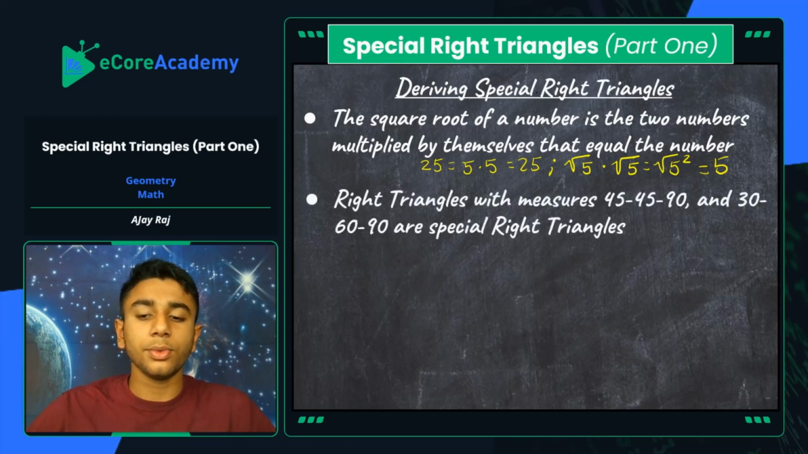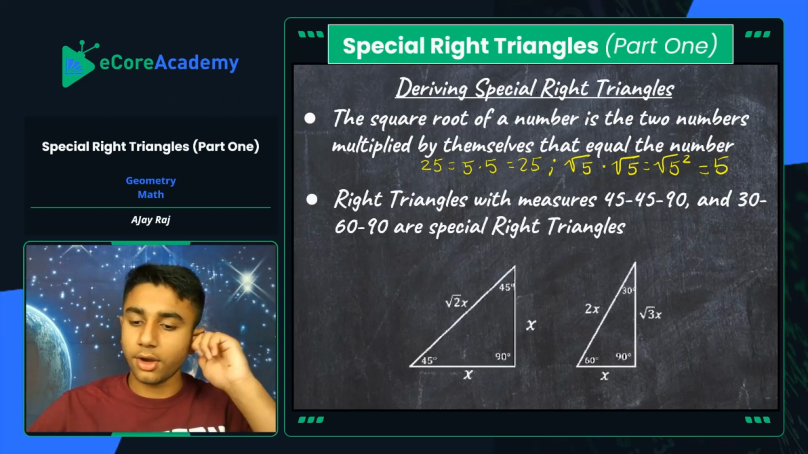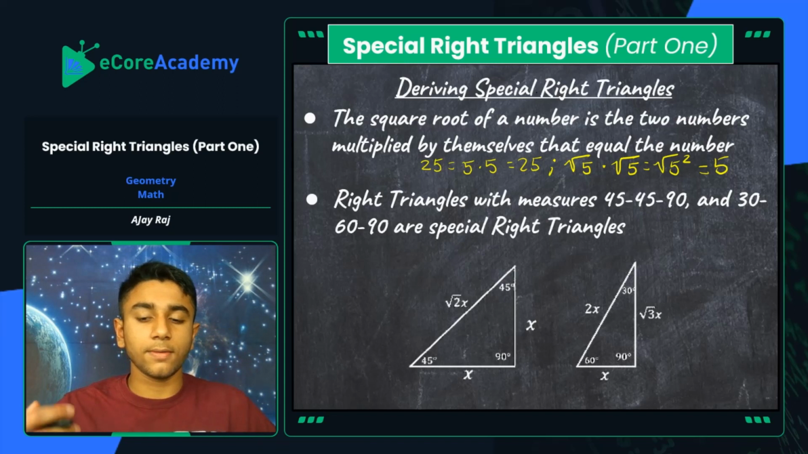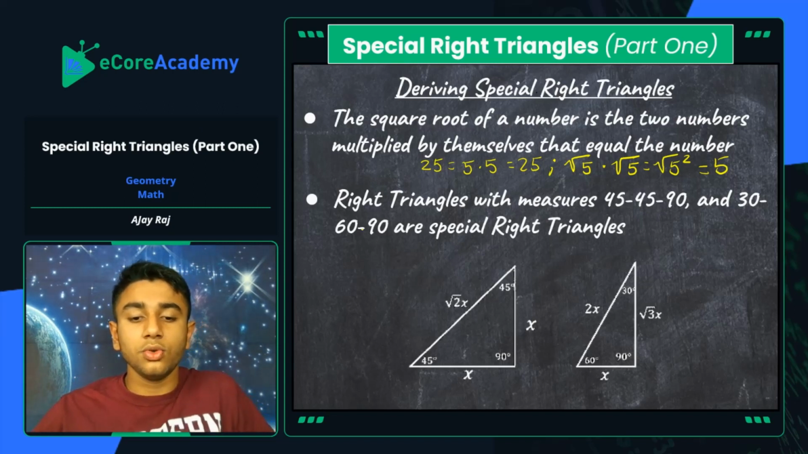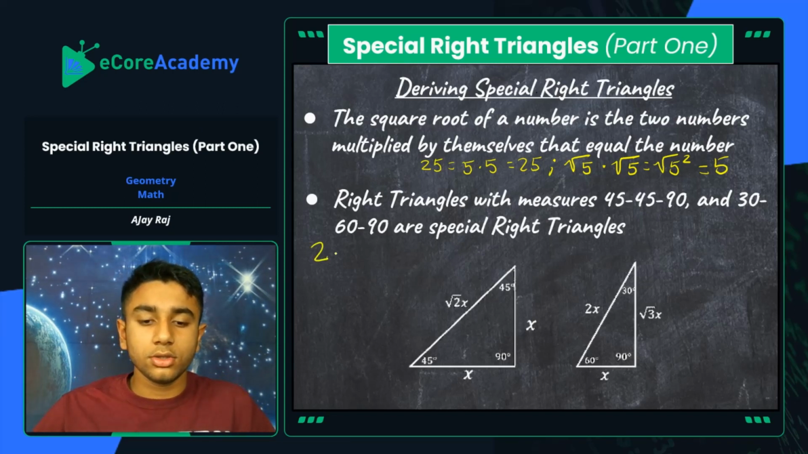And right triangles with measures 45, 45, 90, and 30, 60, 90 are special right triangles, as shown here. So these are two special types of right triangles that we're going to be focusing on in this trigonometry unit. There's a third one, but I will refer to that at the end of this unit. But these are the two main focuses.